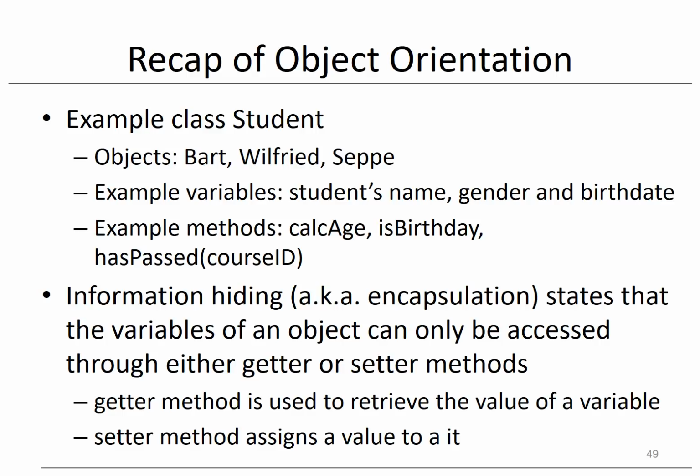Information hiding, also referred to as encapsulation, states that the variables of an object can only be accessed through either getter or setter methods. A getter method is used to retrieve the value of a variable, whereas a setter method assigns a value to it. The idea is to provide a protective shield around the object to make sure that values are always correctly retrieved or modified by means of explicitly defined methods.